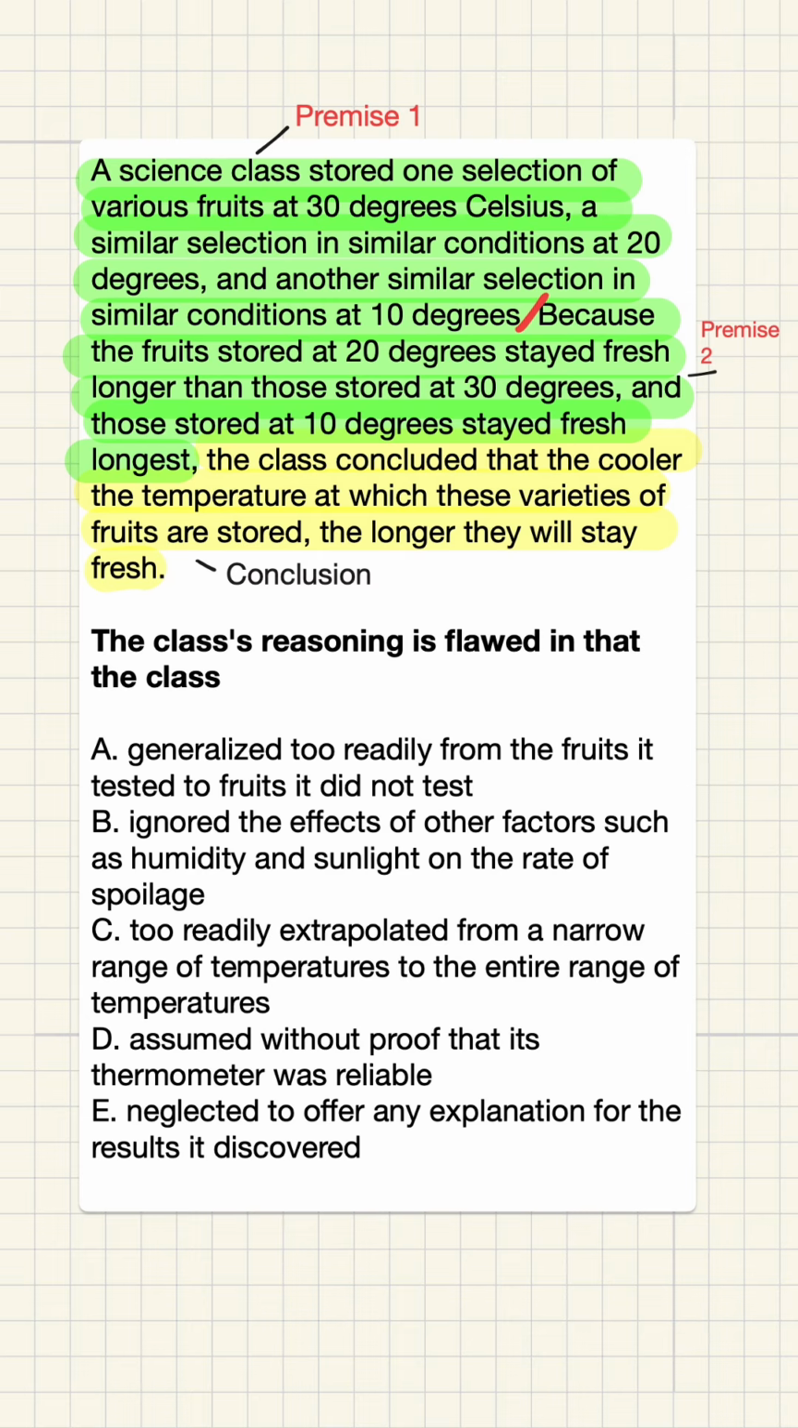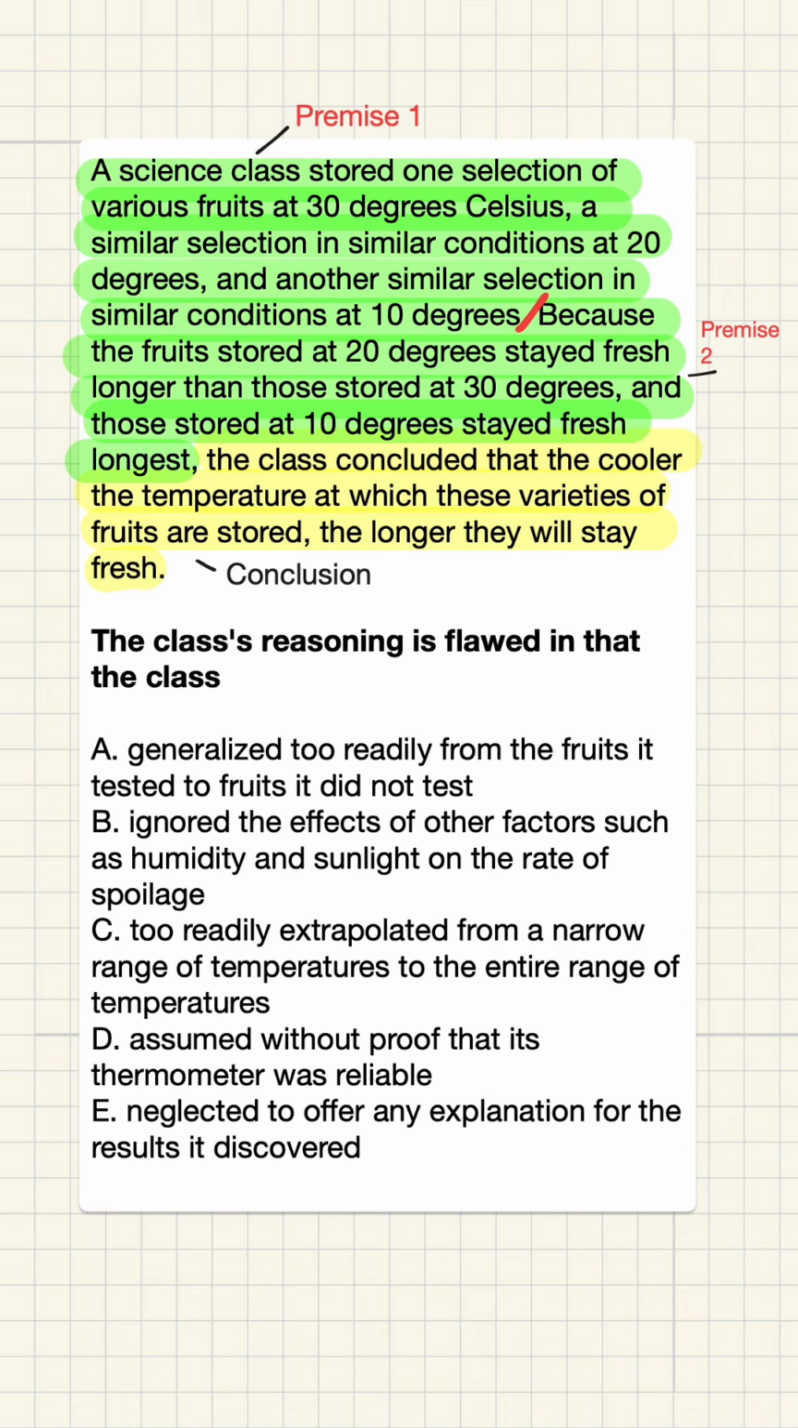The class tested only 3 temperatures, and among those 3, the coldest one, 10, worked the best. That's all the experiment proves. But the conclusion goes further. It claims that the cooler the temperature, the longer the fruit will stay fresh. In other words, it assumes that if you keep lowering the temperature, freshness will keep improving. That leap is the problem.